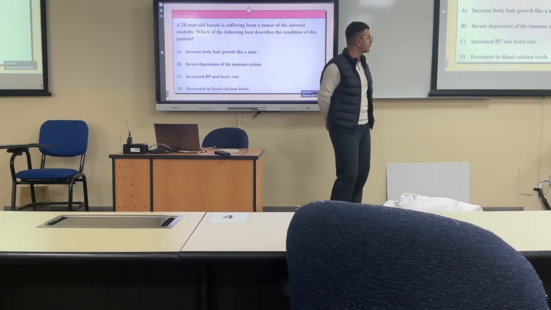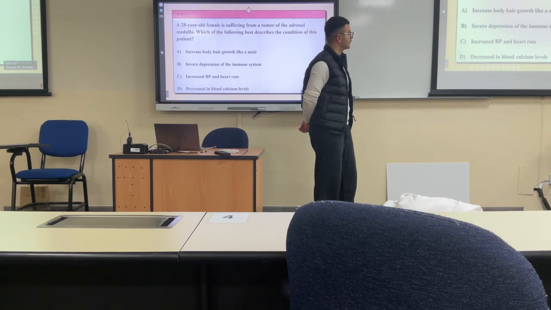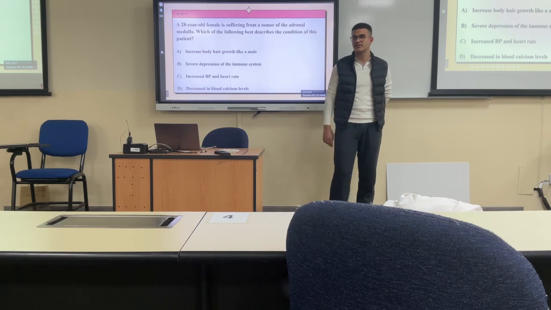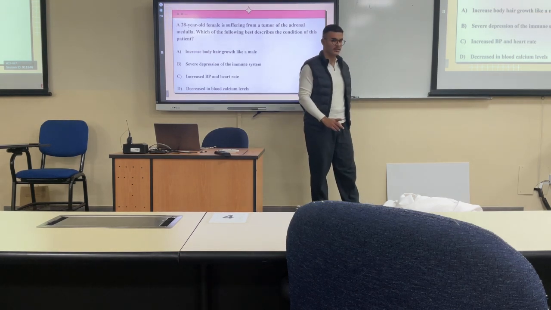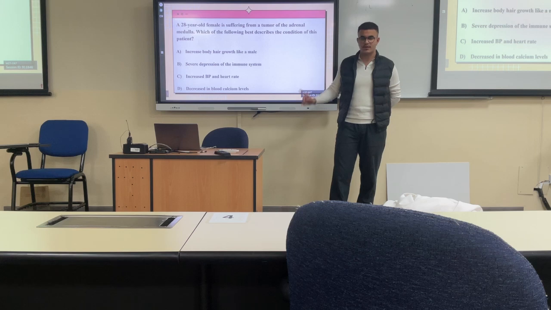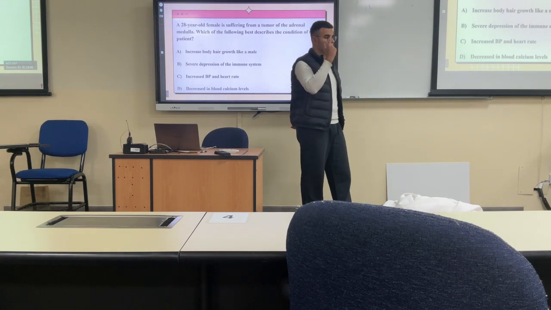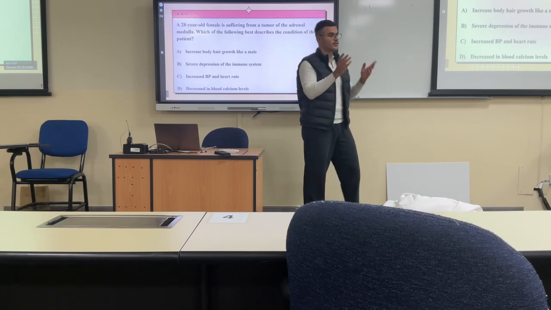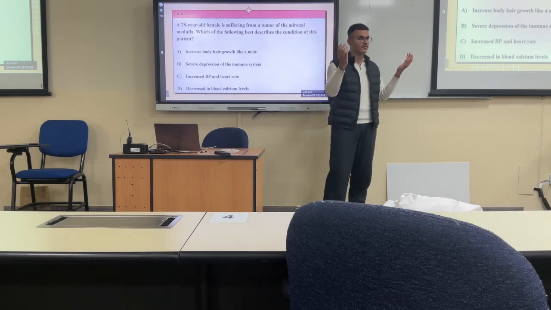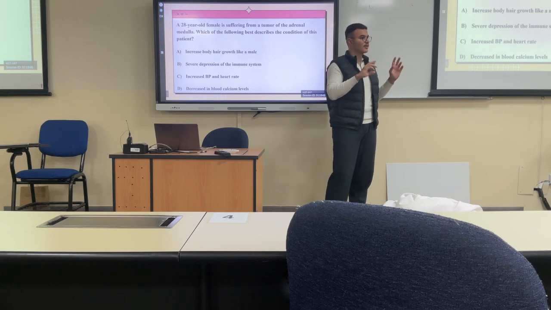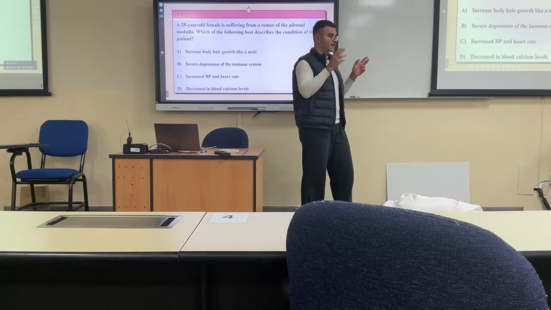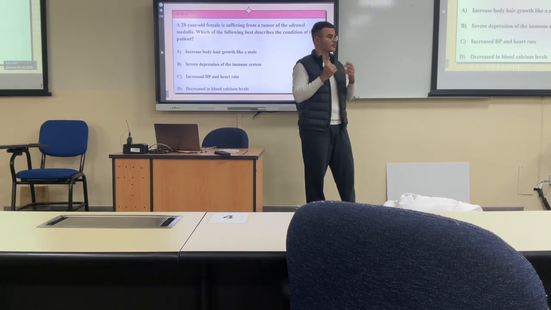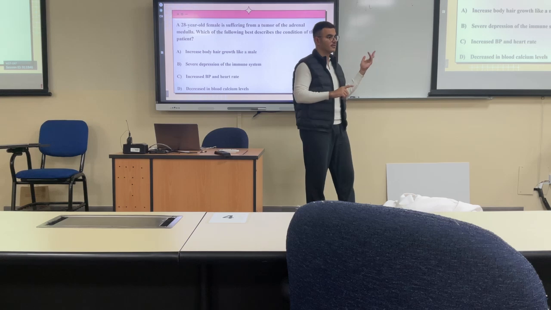I think it's B. B, severe depression of the immune system. What do you guys think? Anyone has another answer? C. C. Why? Because of the epinephrine, increased catecholamines. First of all, we have to know a tumor in the adrenal medulla causes hypersecretion of what? Epinephrine, norepinephrine, which are the catecholamines. The second thing we need to know is what is the function of these catecholamines? As you said, fight or flight response, so they increase heart rate, increase blood pressure.